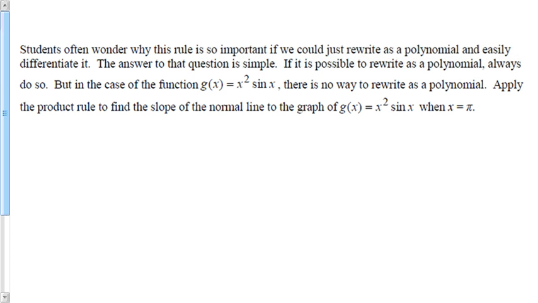Day 19 notes, part 2. Students often wonder why this rule is so important. If we could just rewrite as a polynomial and easily differentiate it, the answer to that question is simple: if it's possible to rewrite as a polynomial, always do so.